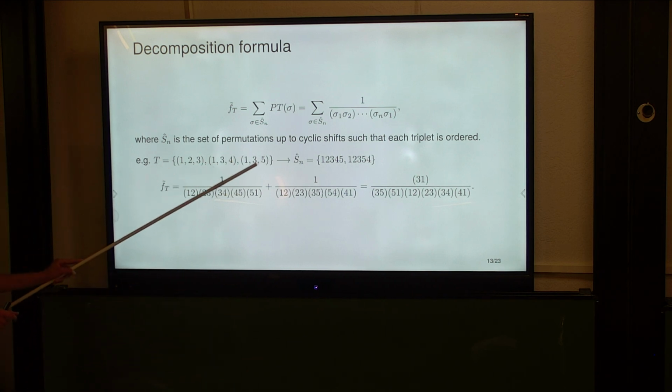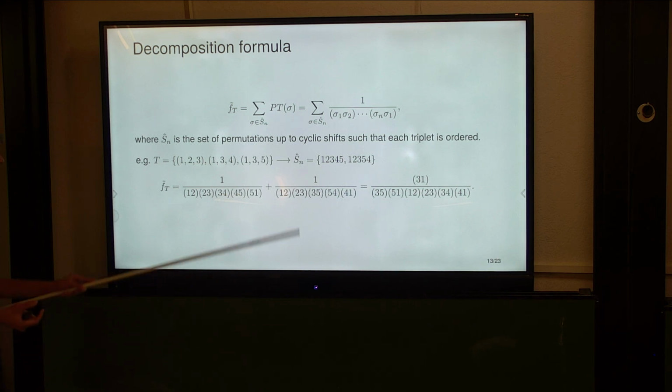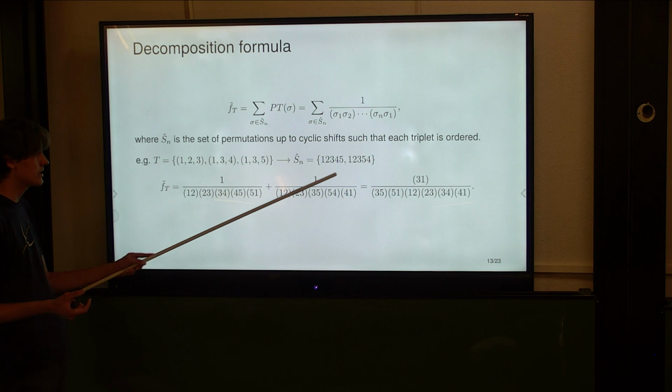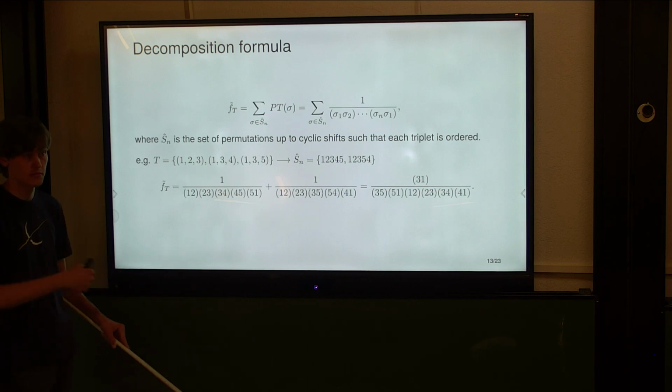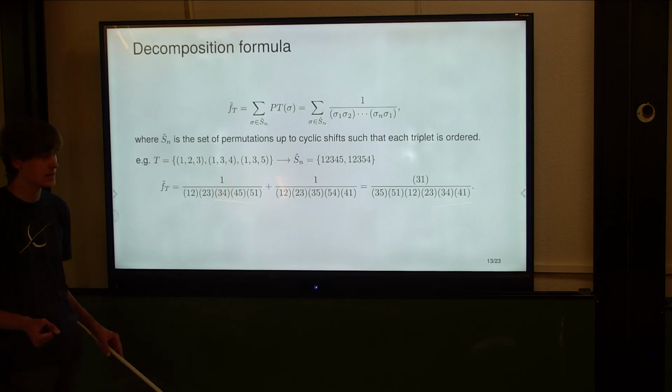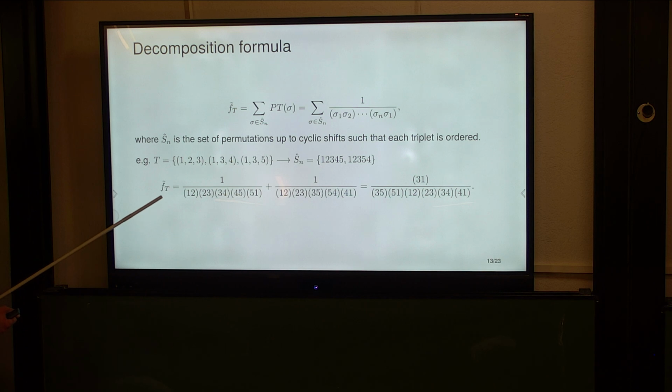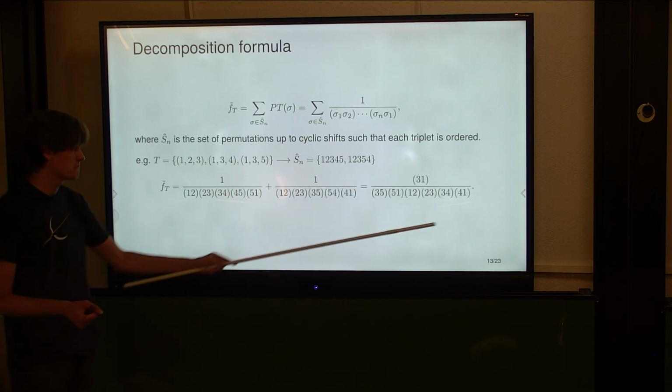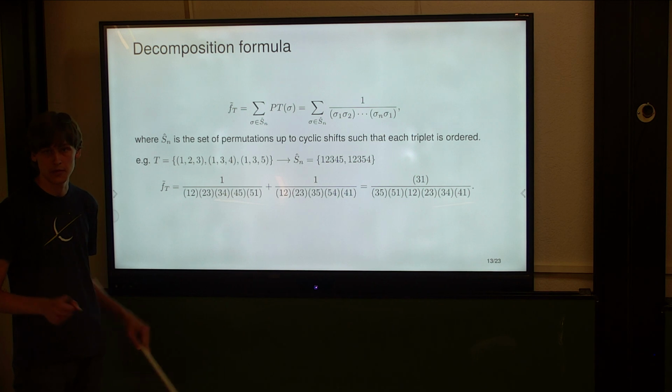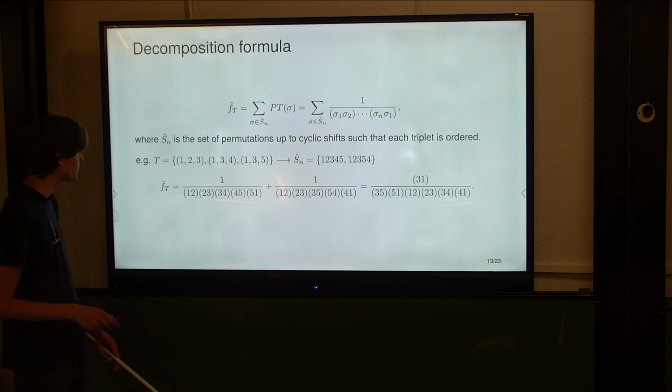For this example, at 5 points, we have 1, 2, 3 in order, 1, 3, 4 in order, 1, 3, 5 in order. Modulo cyclicity, we can decide to just put 1 as the first index, and these two permutations end up being the ones that are extensions of these three triplets. And so the differential form can be expanded into these two factors, where this would be the differential form if you added them together and did some partial fraction identities.